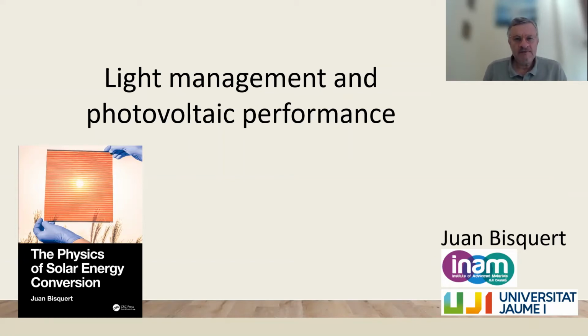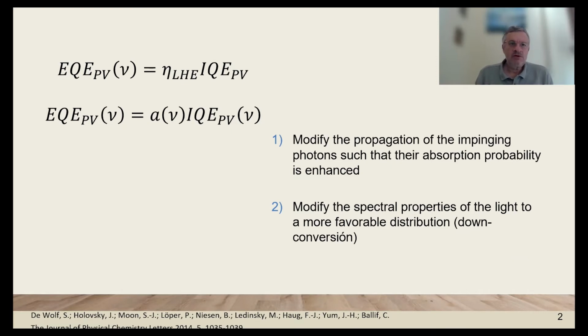Light management and photovoltaic performance. The photovoltaic external quantum efficiency is the essential quantity that determines the efficiency of the solar cell, in particular with respect to the photocurrent, and it has two components: the light harvesting efficiency and the internal quantum efficiency.